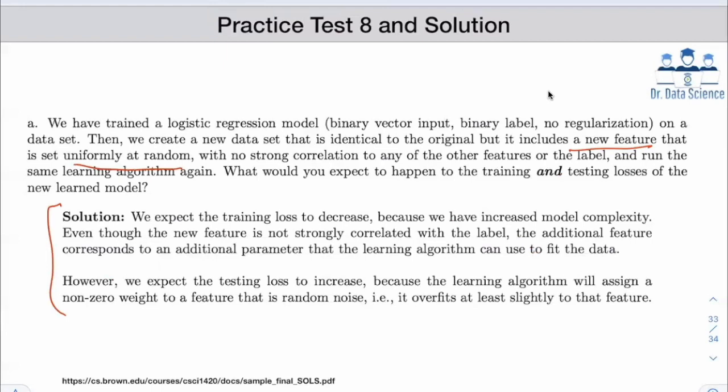However, you have to be cautious here because this can easily lead to an increase in the testing error, because now your learning algorithm will most likely assign a non-zero weight or parameter to that extra or redundant feature, which is kind of like random noise. And it is very likely that you may overfit at least slightly to that feature that you have. So you expect the training error to decrease and the testing error to increase. So that's another way of thinking about overfitting, bias, and variance when you have logistic regression.